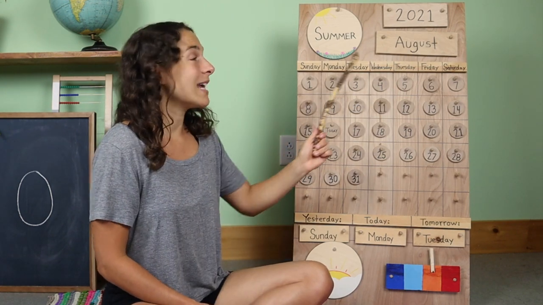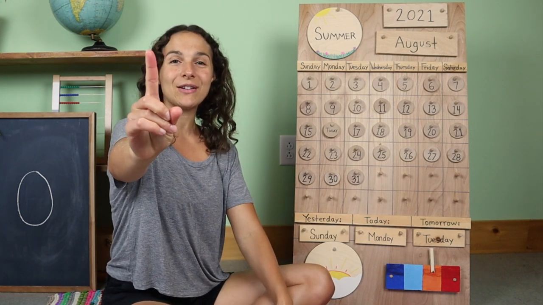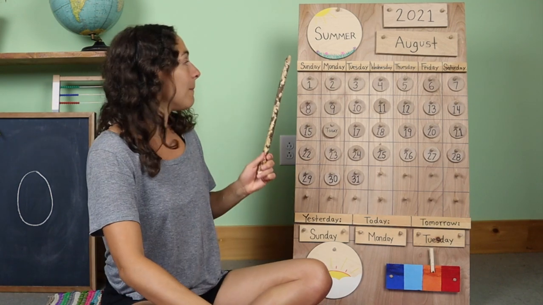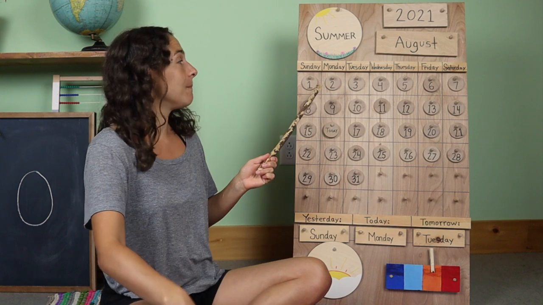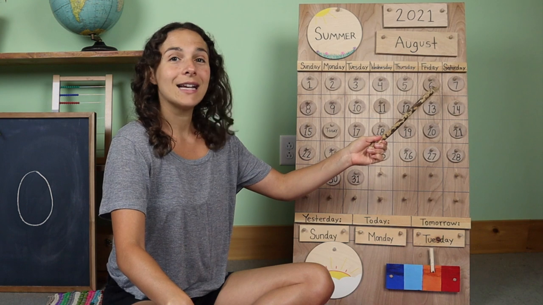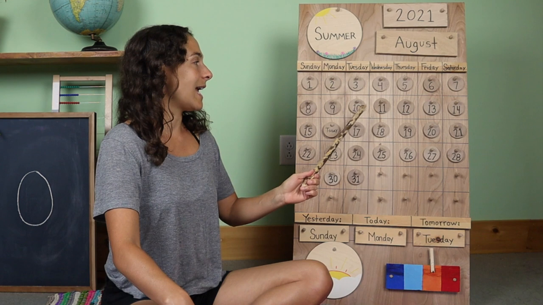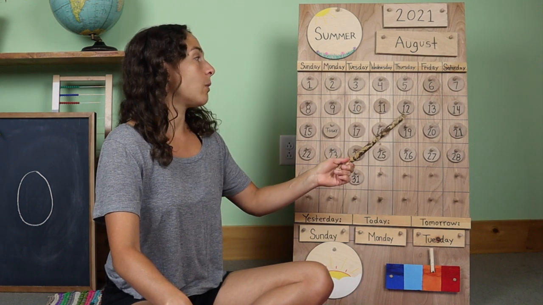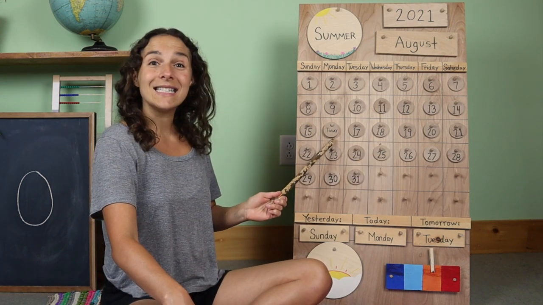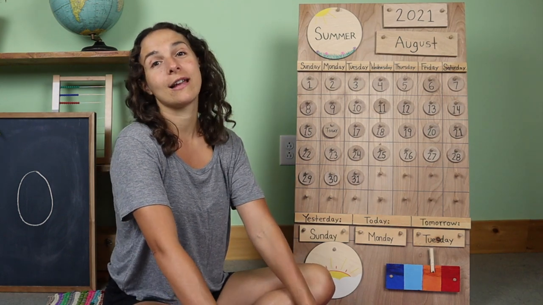Now it's time to count how many days we've had so far in the month of August. So take out your counting fingers. We'll warm them up to stretch them out. And let's start up at the top with the number 1, 2, 3, 4, 5, 6, 7, 8, 9, 10, 11, 12, 13, 14, 15, 16. We've had 16 days so far in the month of August.